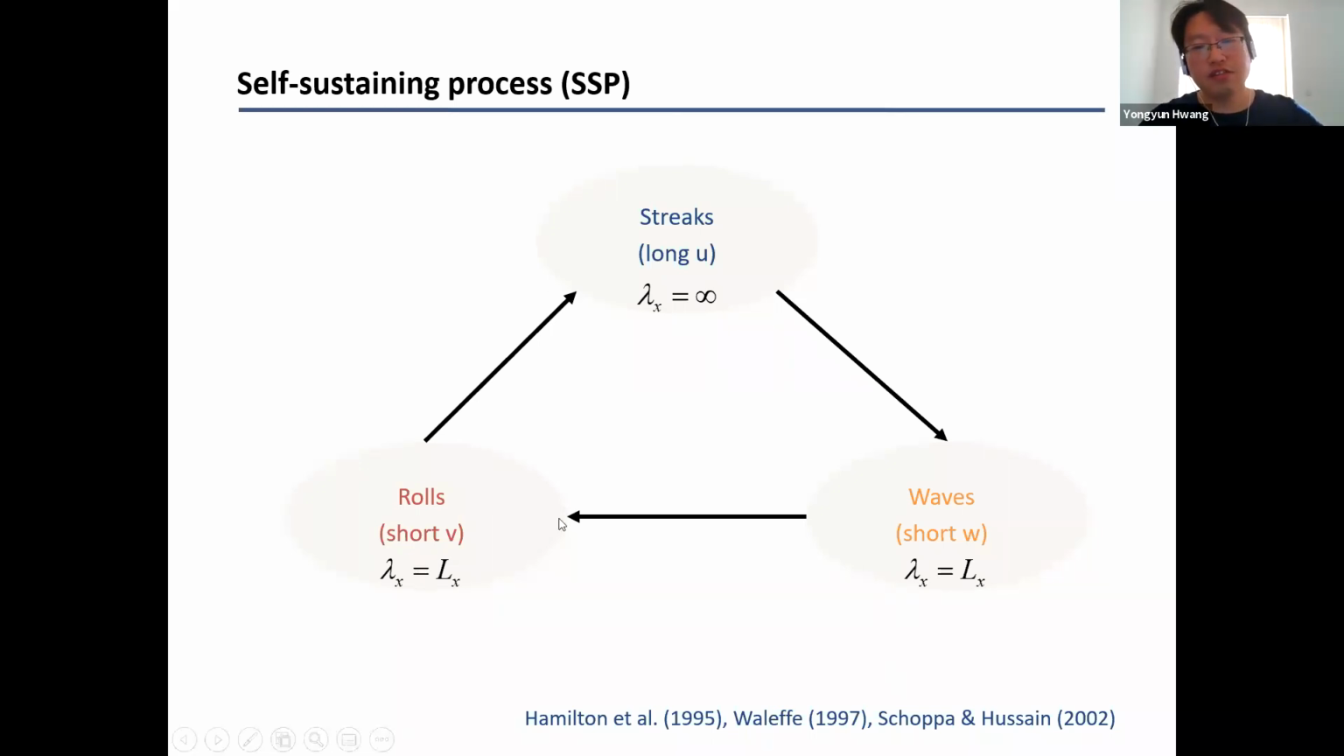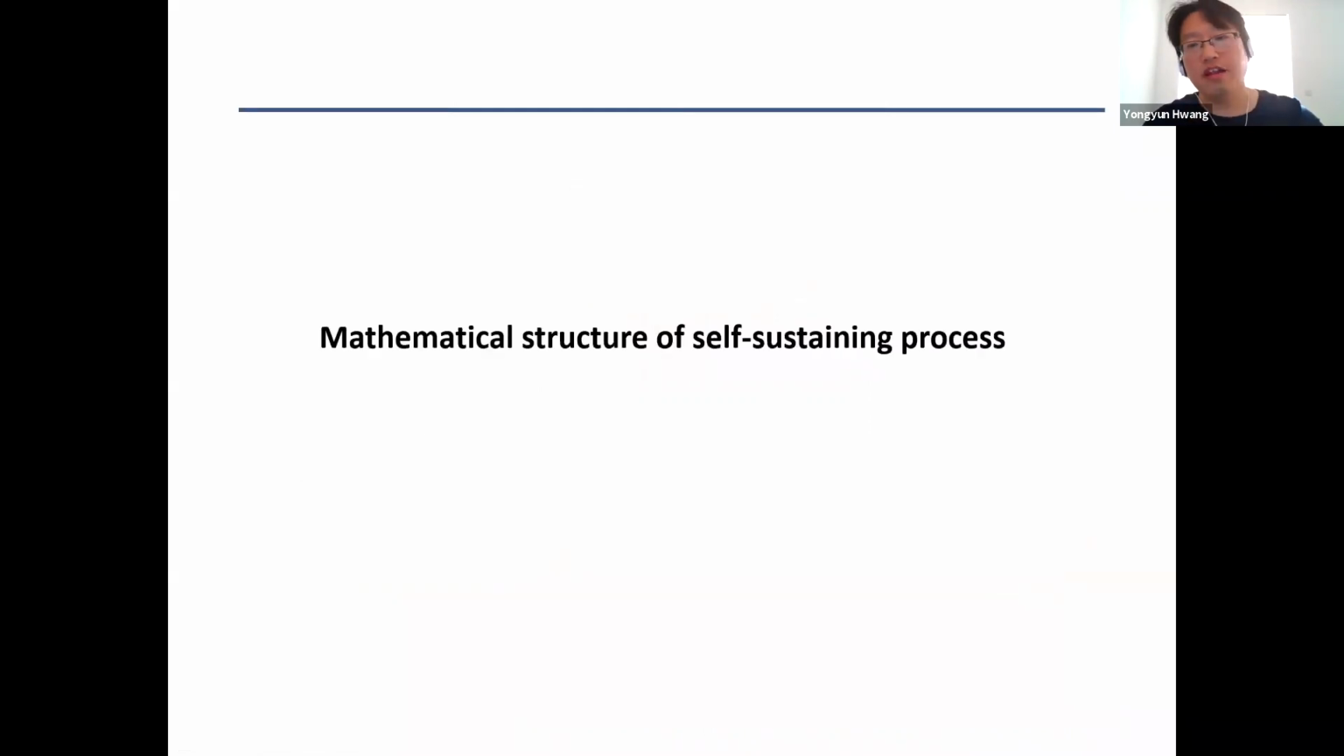But this is a schematic diagram that you can see here: you have rolls here, and then those are converted to streaks. The streaks convert to waves through the instability, and the waves regenerate the rolls. Okay, so that's the self-sustaining process. There were some substantial developments from these observations.